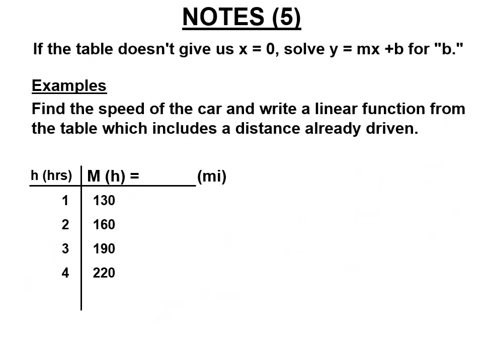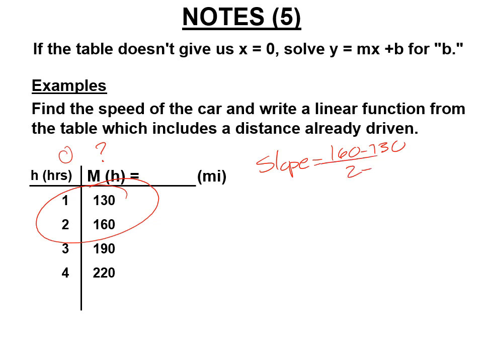All right, so now we're going to put it all together. So far we've been giving you the y-intercept. Right now the y-intercept is not here. Now you could use patterns and maybe figure out what this number at 0 has to be, but we're going to use our method. Okay, so first thing we're going to do, always find the slope. And the slope, I'll just use that one. So 160 minus 130 over 2 minus 1, 30 over 1.